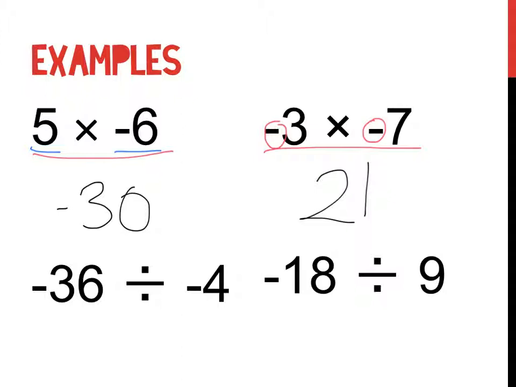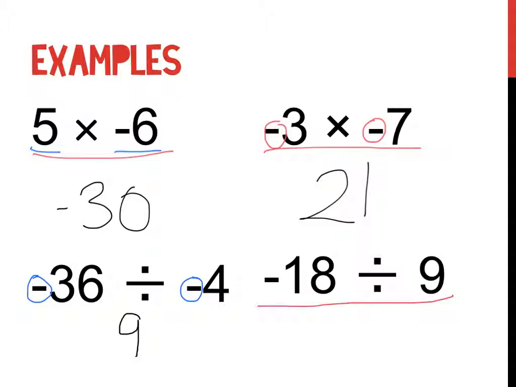This example down the bottom, guys. How many times does 4 go into 36? Well, it's 36 divided by 4. I know 9 is my answer normally. I've got a negative here and a negative here, so my answer is going to be a positive, +9.